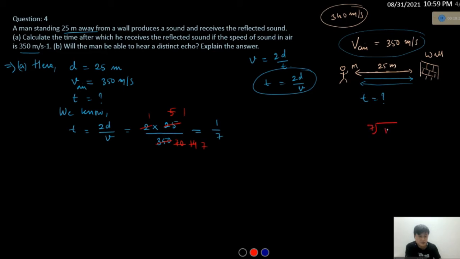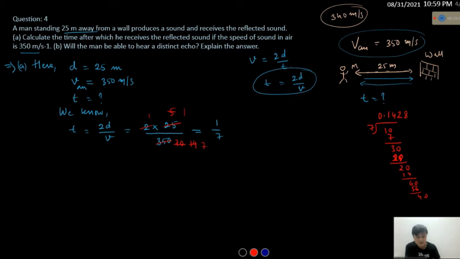7 will divide 1. 0 point, then it will come 0. 7 1 are 7. 10 minus 7, 3, 0. 7 4 are 28. Then this will become 2 0. 7 2 are 14. 6 0. 7 8 are 56. 4 0. It will keep on going.